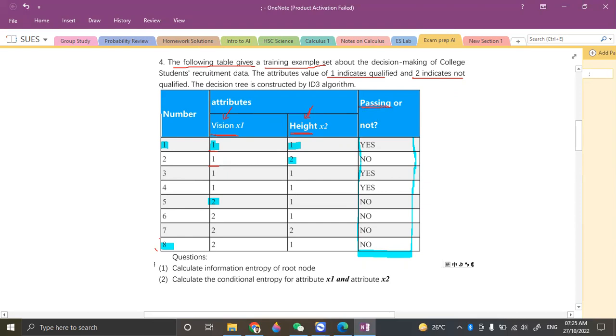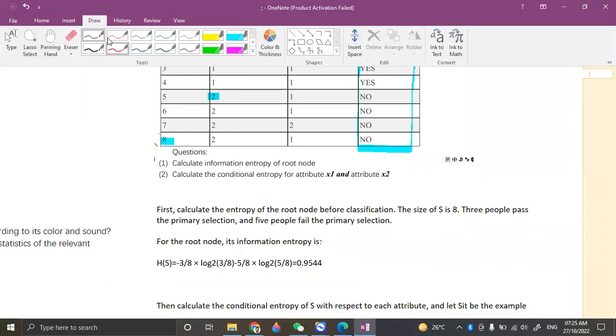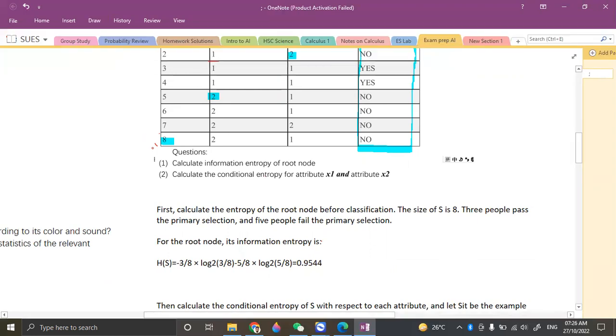That means they pass the test, or they are selected for college students. So let's start from the entropy. So we need to know a few things, what we need to calculate step by step.